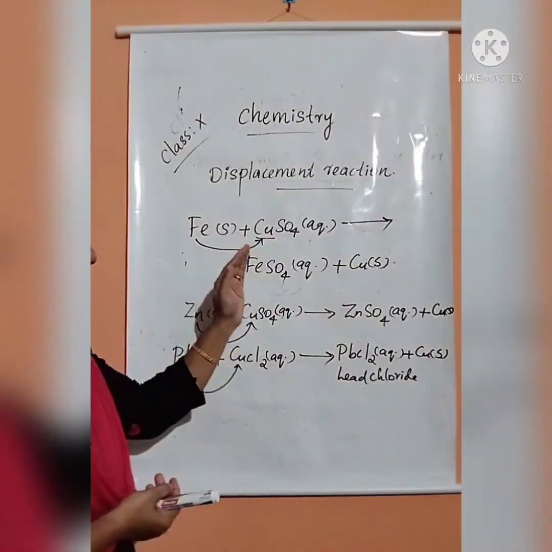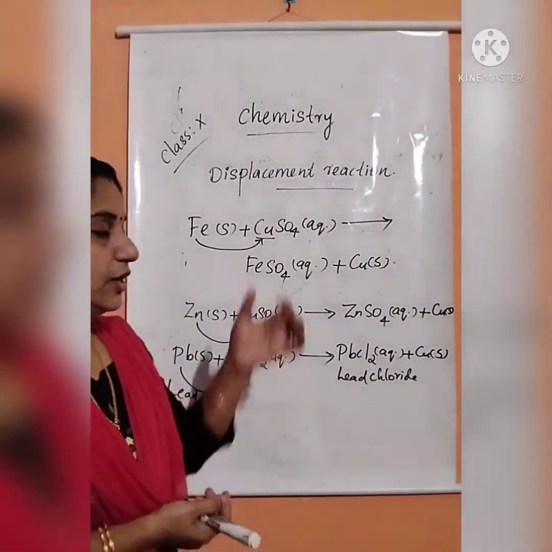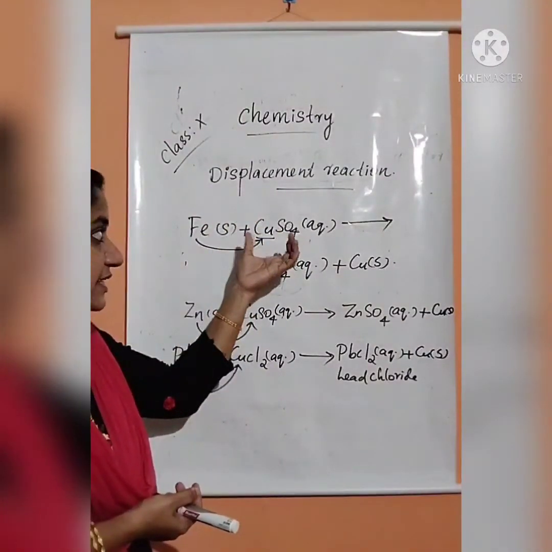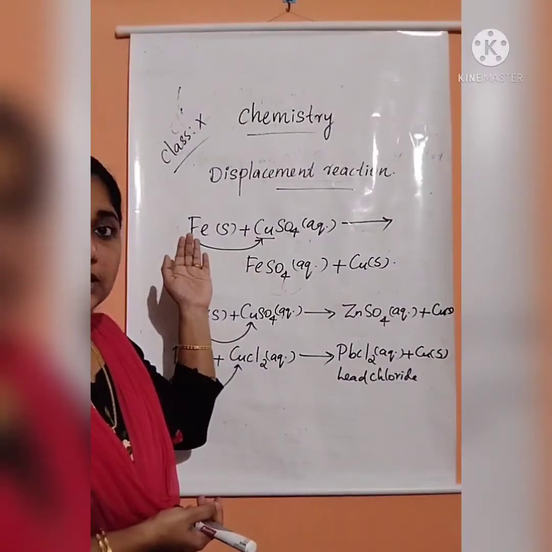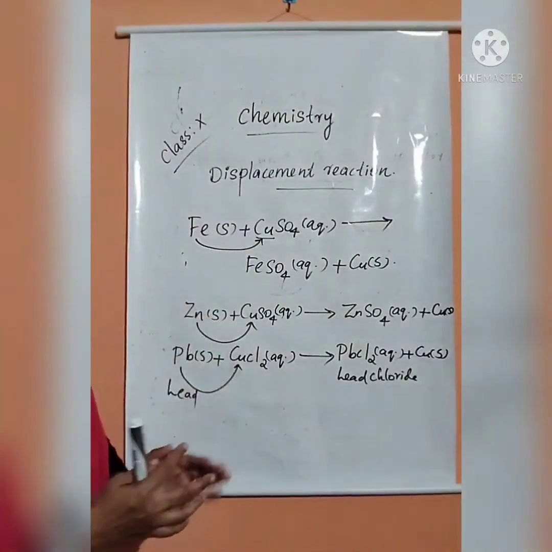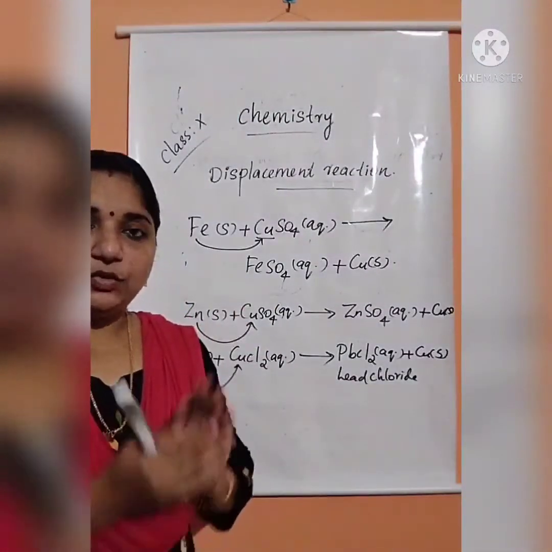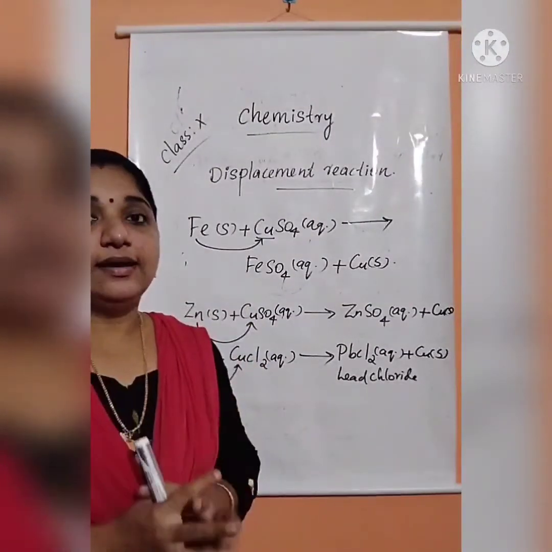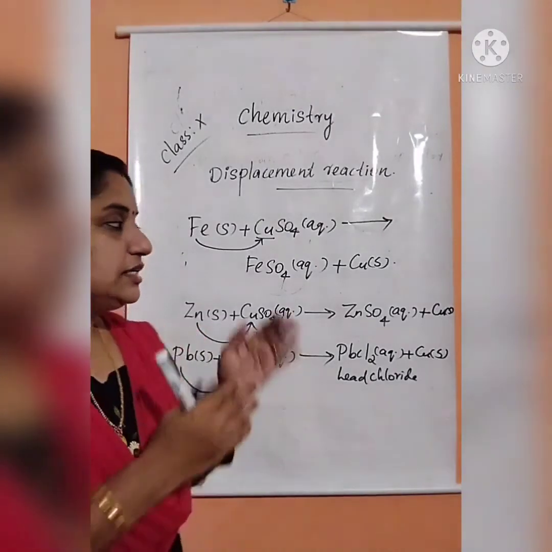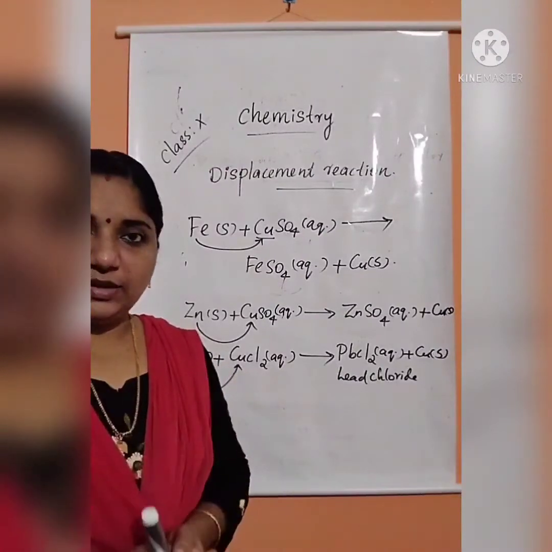Copper does not displace iron from its aqueous solution because copper is less reactive than iron. So it does not displace iron from its solution. We can conclude that displacement reaction means a highly reactive element displaces another element from its aqueous solution. In displacement reaction, high reactive element displaces low reactive elements.